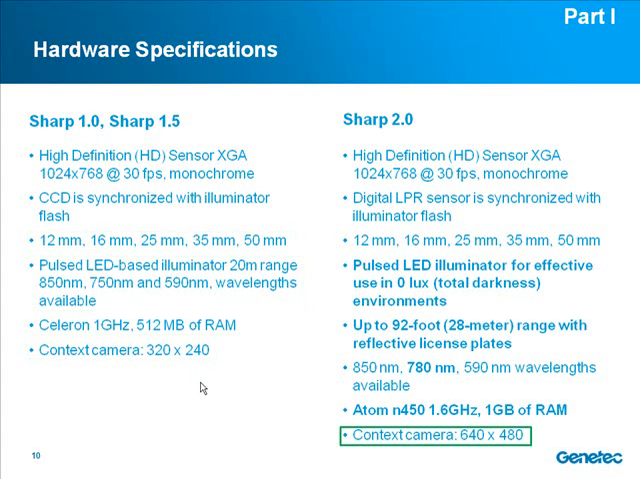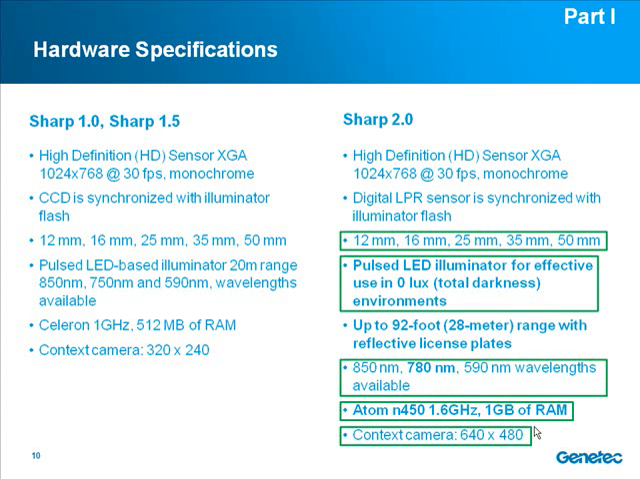Now, comparatively, when looking at the Sharp 2.0, we can now have a context camera with a resolution of up to 640 by 480, and we're now using an Atom 1.6 GHz processor, and the memory has been increased to 1 GB. The camera lenses have not changed since basically the available lenses already cover almost any situation, but the illumination has been upgraded and can now work in a completely dark environment. The reading distance on reflective plates has now increased to a range of 92 feet on the Sharp 2.0 cameras as well.